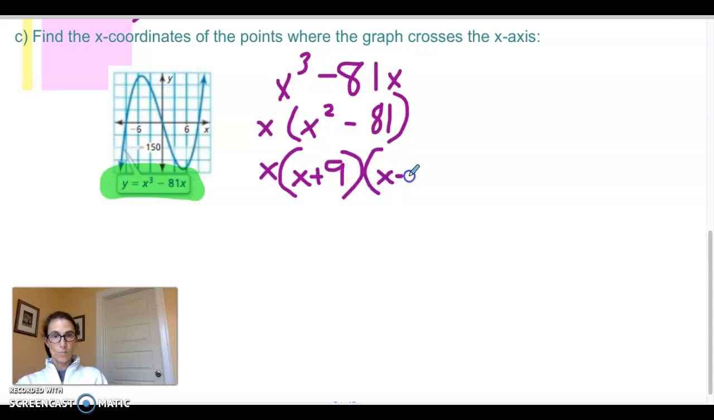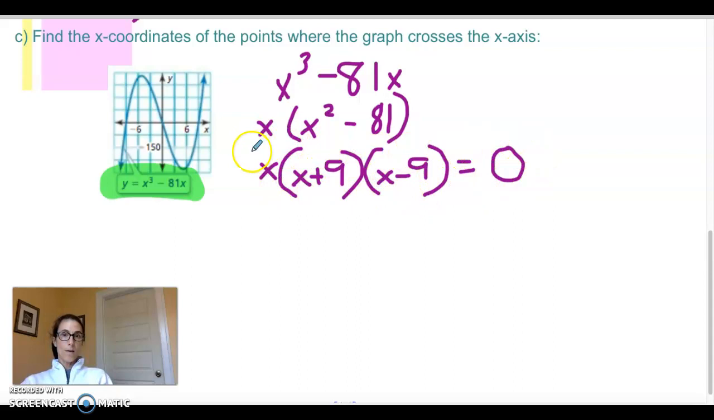Okay. So we want to find the x coordinates of the points where the graph crosses the x-axis. Remember, our x-axis is right here. The y value at the x-axis, since here's our point of origin, is 0, right? So to find the points where a graph crosses the x-axis, you're looking for any x values that will make that equation equal to 0. So basically you're just solving like we did in the previous two examples.